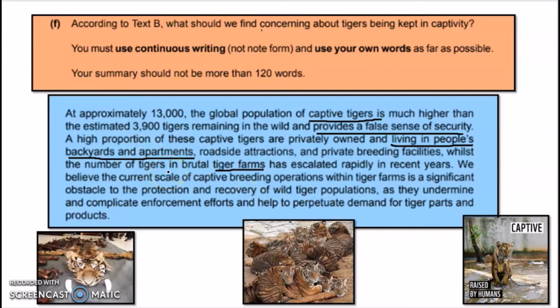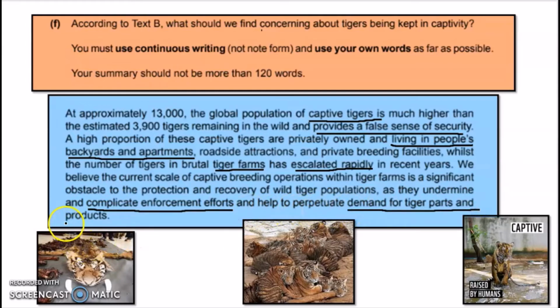And another reason is the tiger farms, how they're being treated there. It has escalated rapidly. It means they are growing in number in recent years, and they must breed in the natural way, but they are forced to breed. We believe the current scale of captive breeding operations within tiger farms is a significant obstacle to the protection and recovery of wild tiger populations, as they undermine and complicate the enforcement efforts and help to perpetuate demand for tiger parts and products.